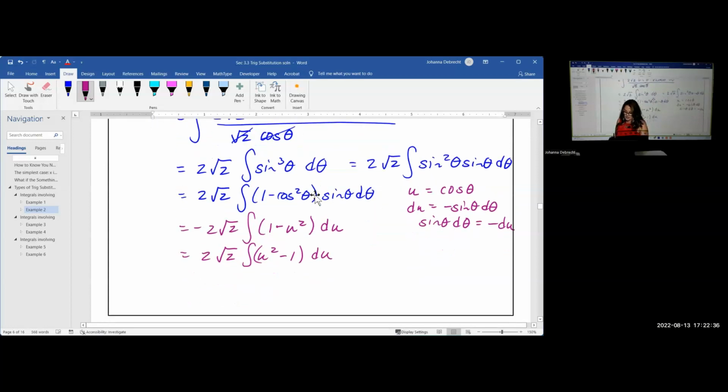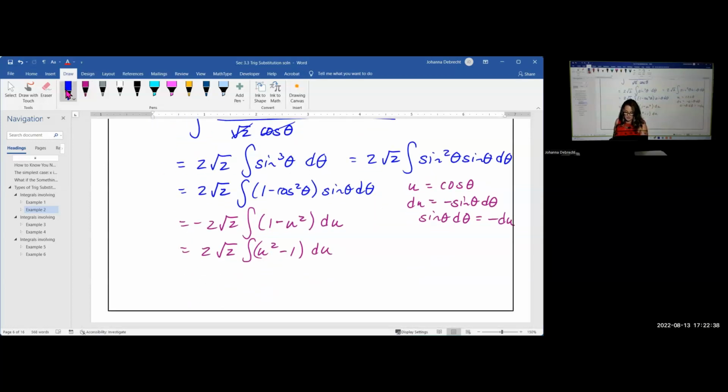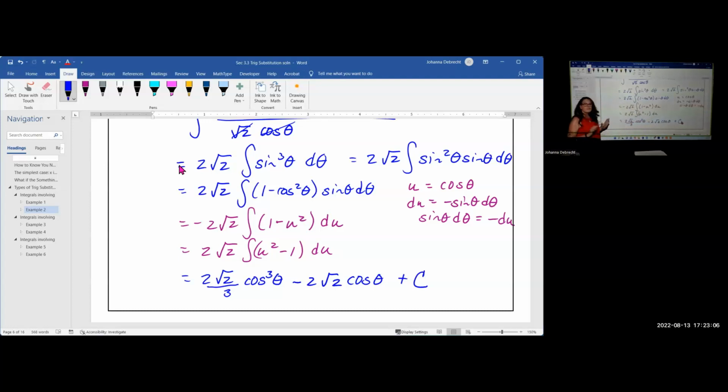Now, when we integrate that, we get 2 square roots of 2 times u squared, and when you integrate u squared, you get 1/3 u to the third, and u is cosine of theta, so we get cosine cubed of theta, minus 2 radical 2 of u, which is cosine of theta, plus a constant, right? Everybody with me so far? This is a very long, involved process. It takes multiple sheets of paper. Don't cramp up your work.